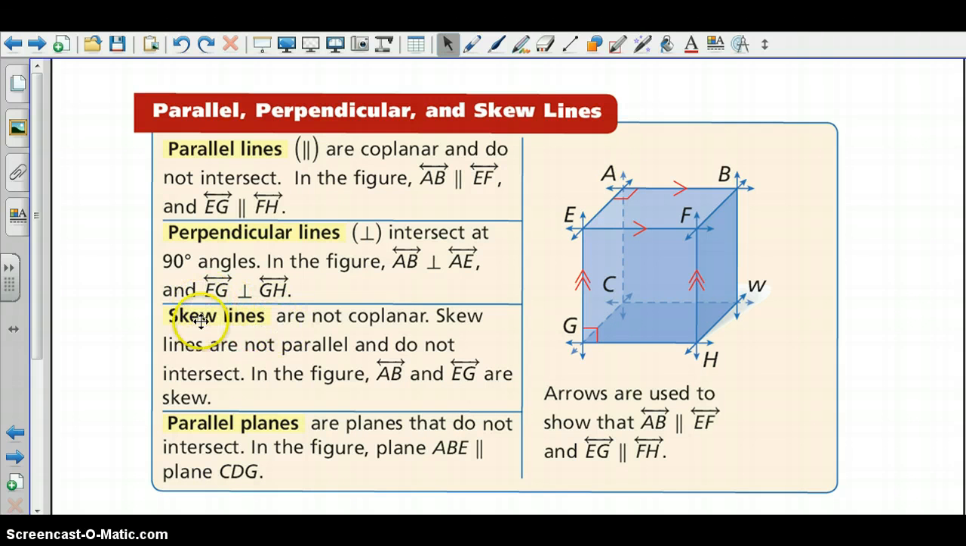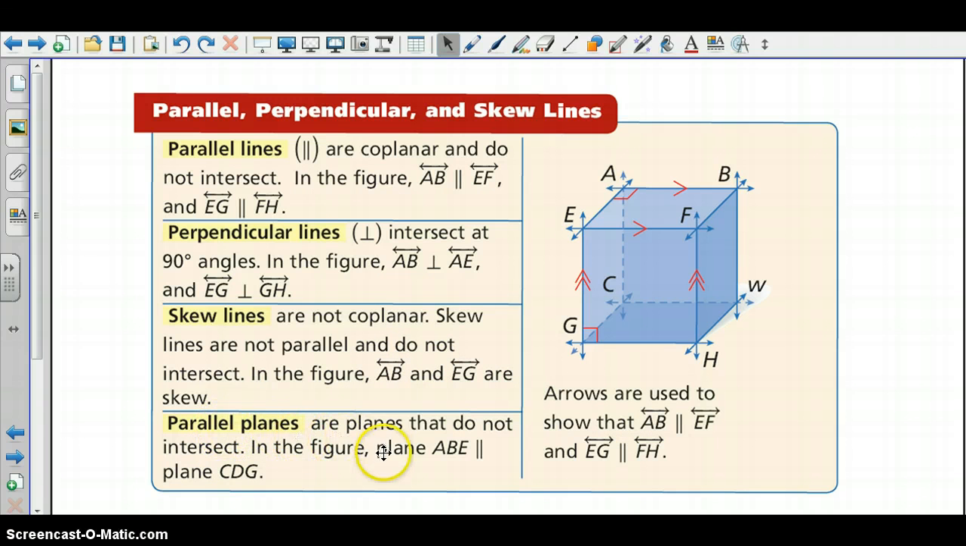We also need to understand what skew lines are. Skew lines are not coplanar, meaning they are not along the same plane, and they are not parallel, and they do not intersect in any way. So skew lines are lines that are completely non-coplanar and will never intersect, so they're not parallel either. So we have lines such as AB and EG. These will never intersect because they're not on the same plane, but they're also not parallel. Now there would be many other pairs of skew lines listed. This is just one example.